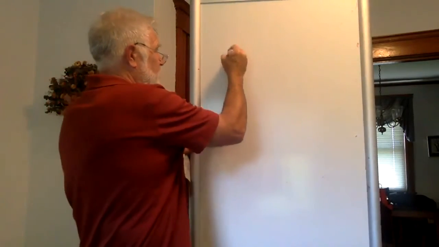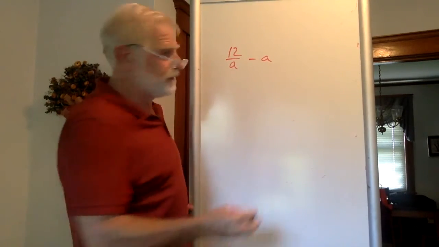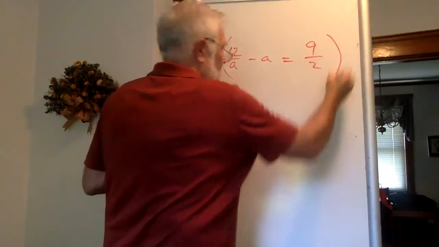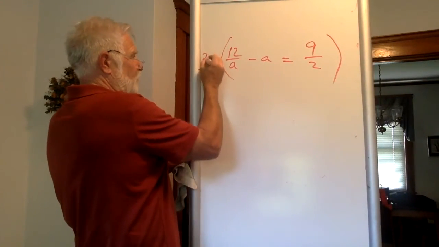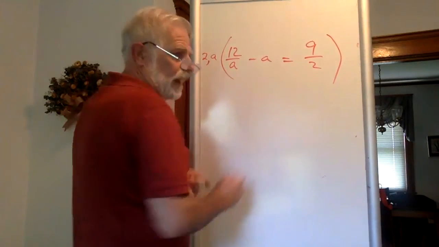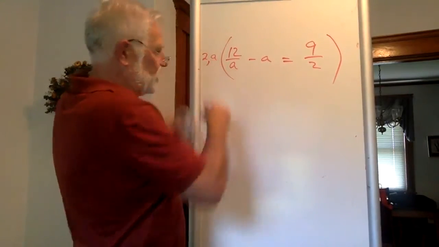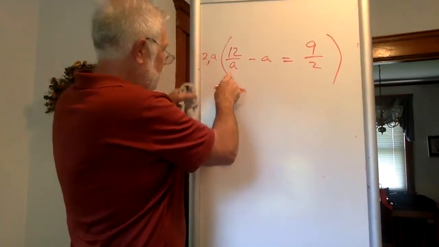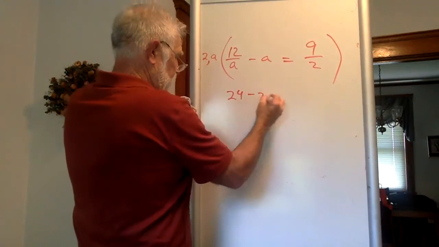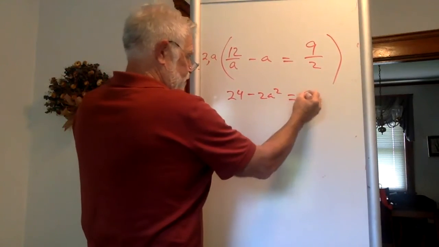12 over a minus a equals 9 over 2. Well, the old guy's getting tired here, so I'm going to multiply by 2a. These are the dividers that I do not like in the problem, so I'll get rid of them. What gets rid of division? Multiplication. What cancels here? The a's. So that's 24. Nothing cancels here, so that's minus 2a squared. The 2's cancel, and I get 9a.